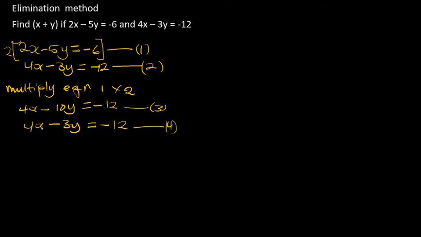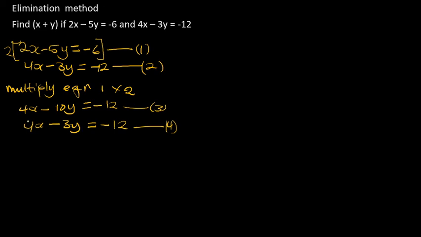Now, unlike the first question we solved, you find out that the signs of the x that we want to eliminate are the same. So positive 4x in equation 3 and positive 4x in equation 4. So how do we get to eliminate them? This time we're not going to add like we did in the previous question, because they are both positive. I think we need to subtract. So now let's do that and see. Equation 3 minus equation 4.